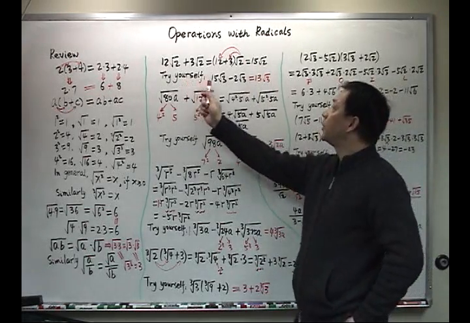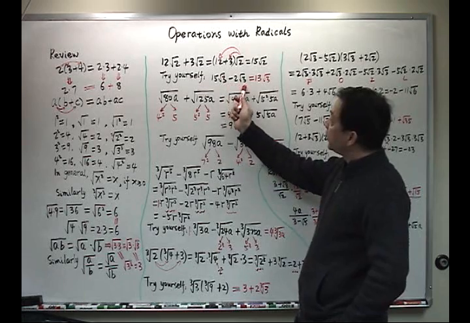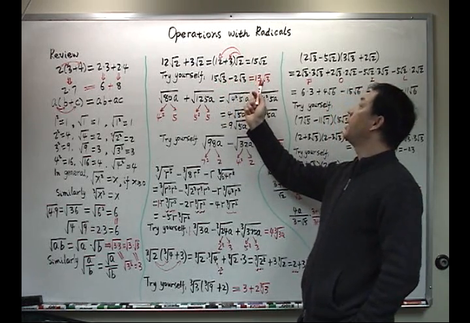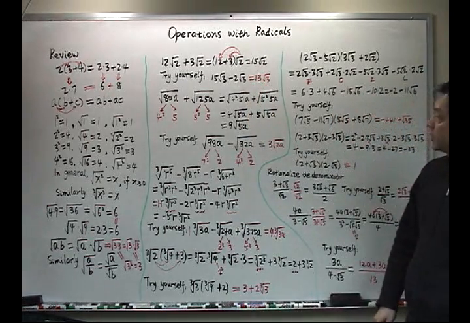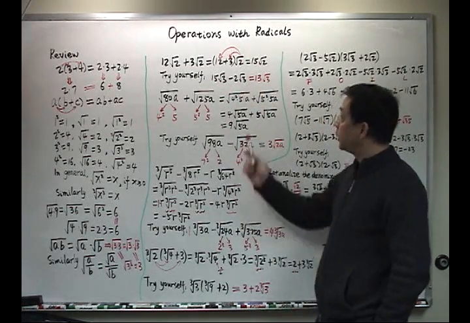Now try this one yourself. Again, you take radical 3 out. It's actually 15 minus 2. That's 13. 13 times radical 3. That's the final answer. Try this one yourself. Actually, I did it for you already.